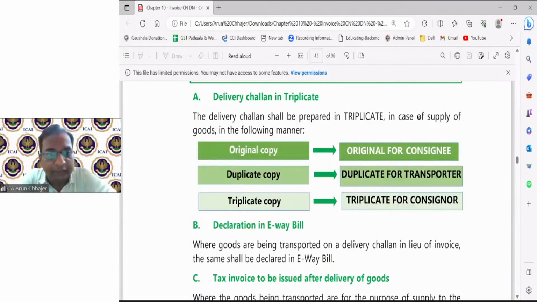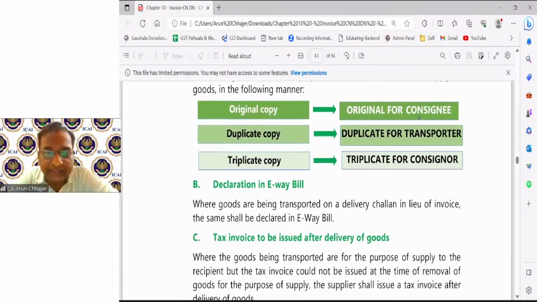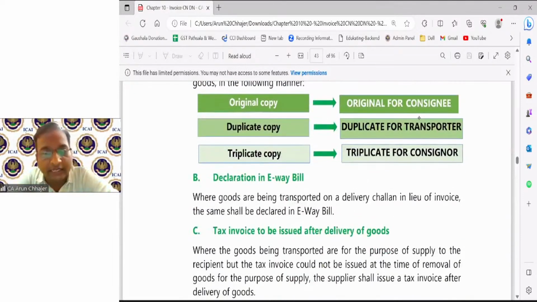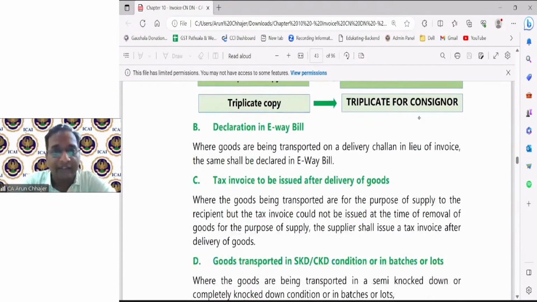Again, the delivery challan would be made in triplicate. Next, the e-way bill. In the last class on Sunday, we will discuss the e-way bill. What is the e-way bill? When we are generating the e-way bill, we need one document. It would be either a tax invoice, a debit note, or a delivery challan. In case of import, there is one more requirement: it should be a bill of entry.